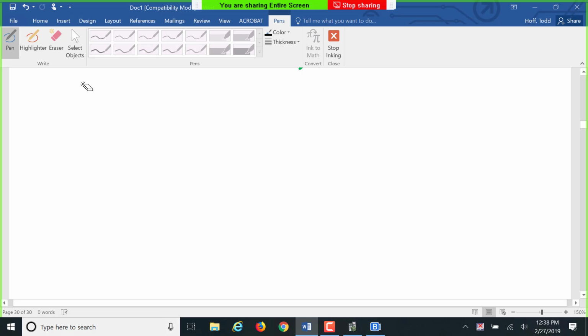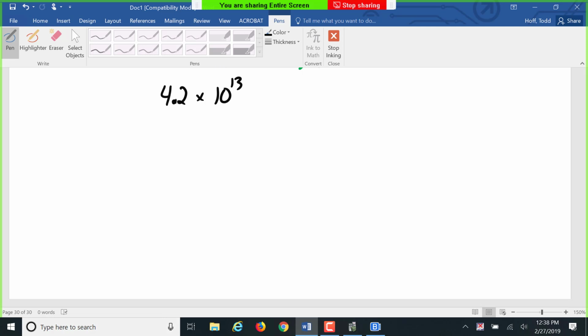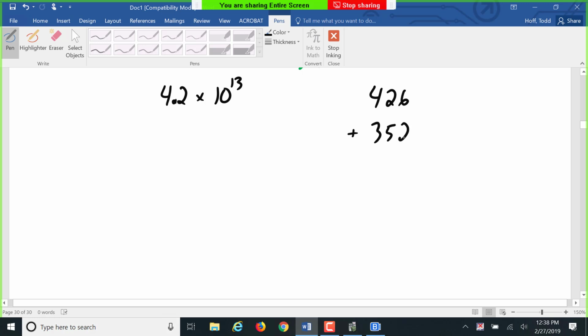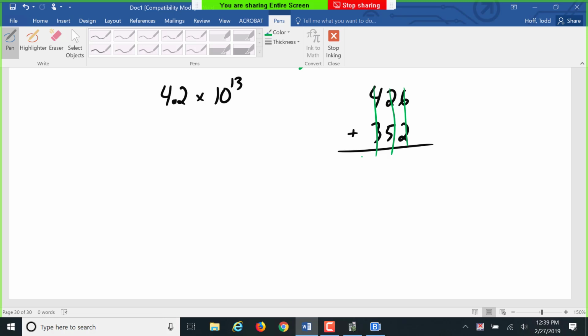So when we look at our scientific notation here, 4.2 times 10 to the 13th, and I compare it to our whole numbers. When we were working with whole numbers, like 426 plus 352, we could only add straight down the columns because you could only combine ones with ones, tens with tens, hundreds with hundreds. We could only combine digits that have the same place value. What part of the scientific notation implies a place value?